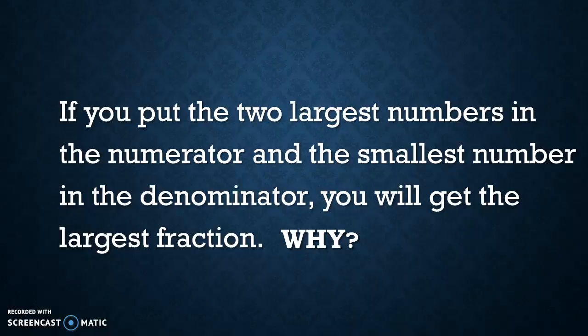Why does that work? Okay, and don't tell me that because when you add the two numbers, you get the largest numerator, and you put the smallest number, and that's the denominator. That's not an explanation. You need to tell me why does it work to have a large numerator and a small denominator and get the largest fraction every time? Why does that work every time? Okay, so those are some of the corrections that you need to make.